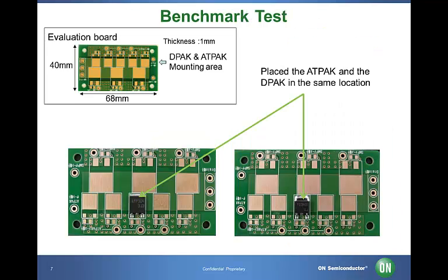We conducted a benchmark test between our ATPAK and the DPAK using the evaluation board shown on the slide. We measured the temperatures using thermograph equipment. We ignored the impact of the board on the heatsink since we mounted the ATPAK and the DPAK in the same position on the evaluation boards. The MOSFETs were both controlled to dissipate 1.44 watts and the temperatures were recorded.